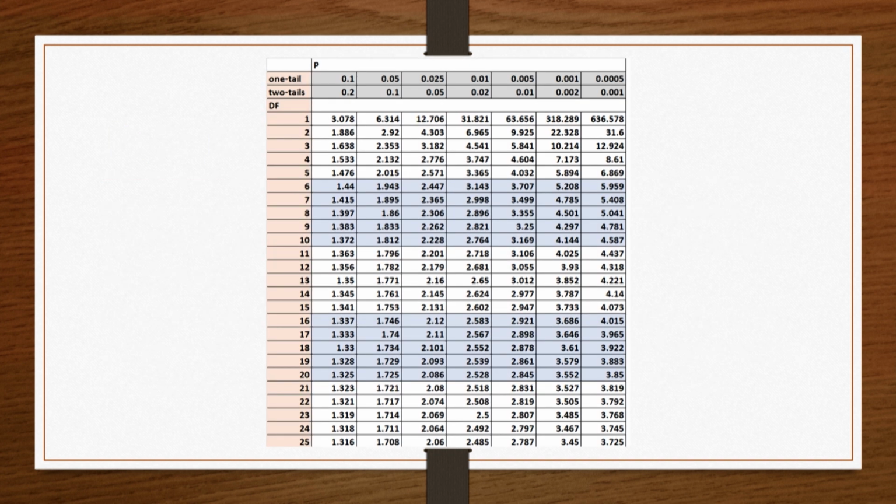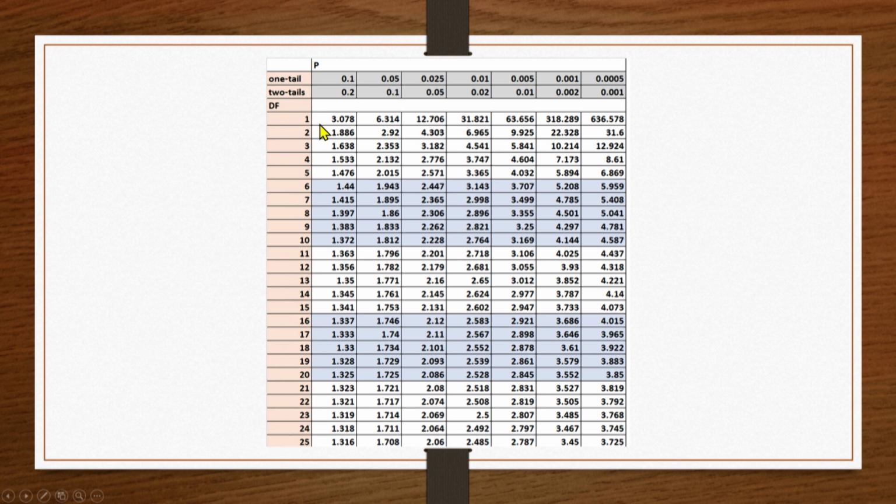The given table is the t table. In this table, at the top of the column, you can see degrees of freedom. In the rows, we have one tail and two tail. For one tail, we have 0.1, 0.05, etc., up to 0.005. Similarly, for two tail, we have 0.2, 0.1, 0.05, 0.02, etc., up to 0.001. The degrees of freedom go from 1 to 25.